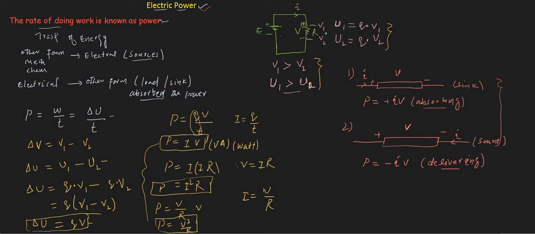So we can say that the resistive component is always absorbing the power, and here in this battery case, the current is entering at the negative terminal and leaving the positive terminal. So in this case, the battery is delivering the power.